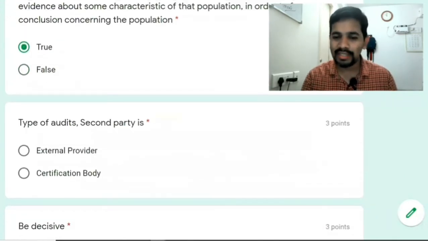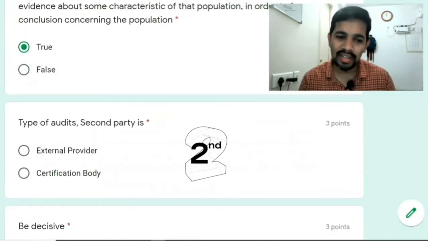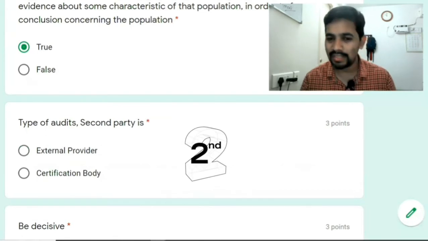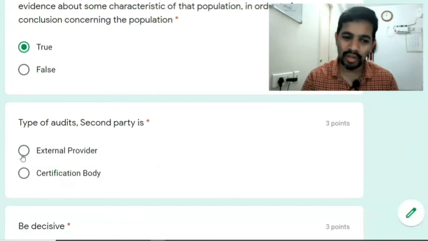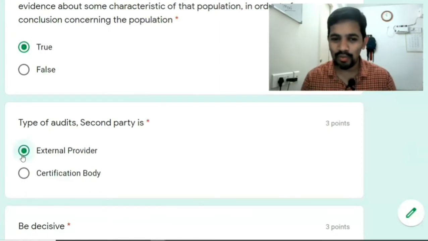And the type of audit, second party audit, is called external provider, that is supplier or certification body. In my previous video, I talked about first party, that is internal audit, and second party, that is, you do it with the external provider. And the last one is called third party. Third party is the accreditation body and so on.